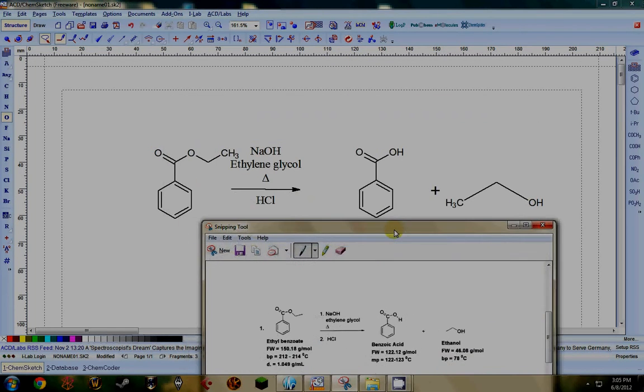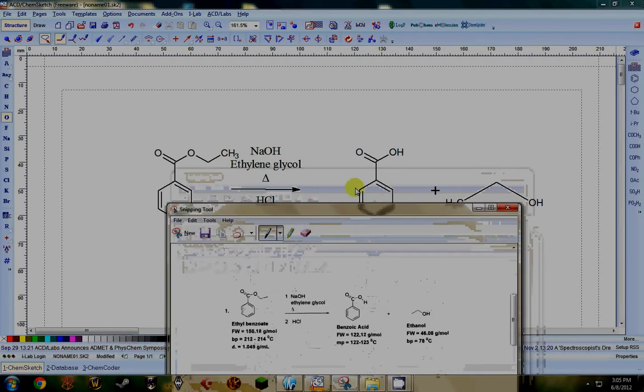And there you have it. That is the hydrolysis of ethyl benzoate that we just made using ChemSketch.